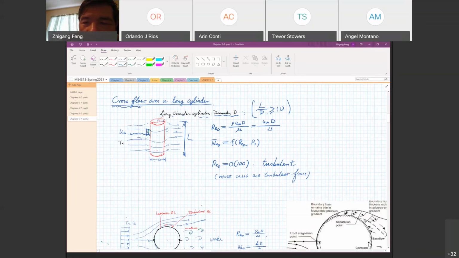And remember, our objective is to find the convection coefficient h. And the first thing we need to do is to find the Nusselt number. The Nusselt number is a function of the Reynolds number as well as the Prandtl number. So we need to determine the Reynolds number first. And this is the formula to compute the Reynolds number. As everyone knows, there is a reference length that needs to be selected when we calculate the Reynolds number. And for cross flow over a cylinder, we choose the diameter. It's not L, it has to be D, the diameter.